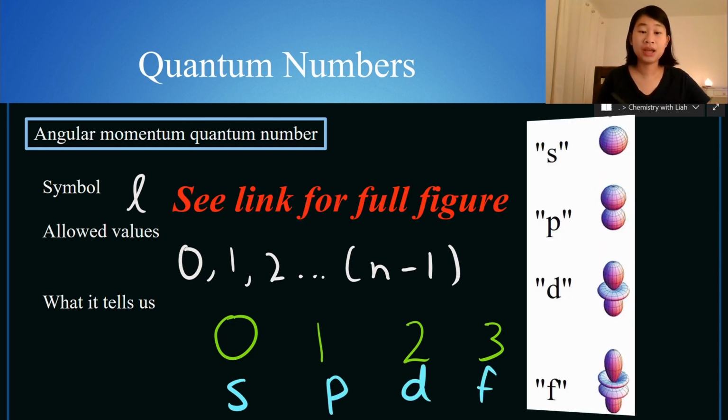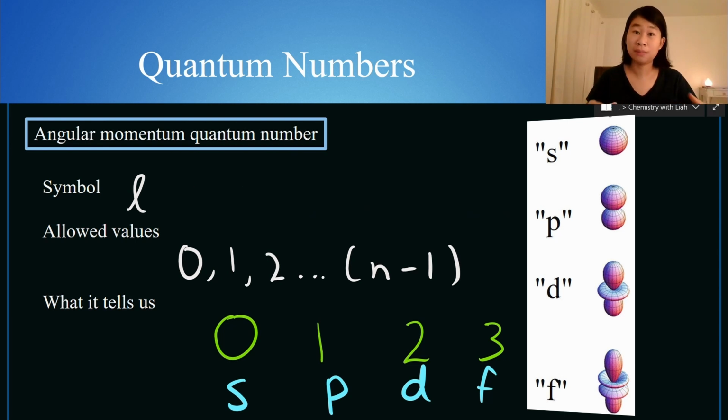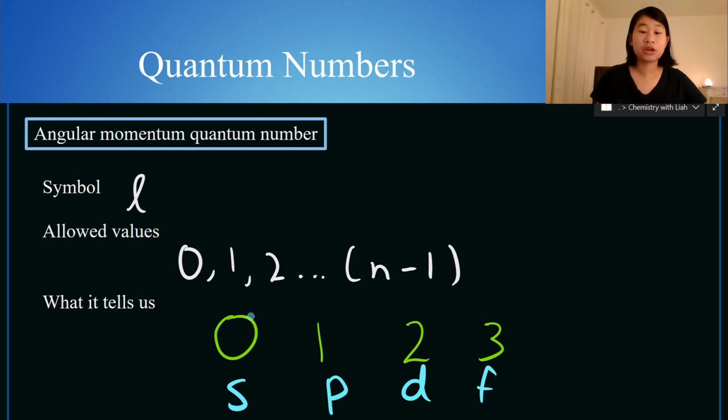Alright, so the shape of an S orbital is a sphere, a P orbital is 2 lobes, a d orbital is 4 lobes, and so on. And as you go higher and higher with these numbers, your orbitals get more complicated in shape. Usually, the questions on shape focus on the s and p orbitals.